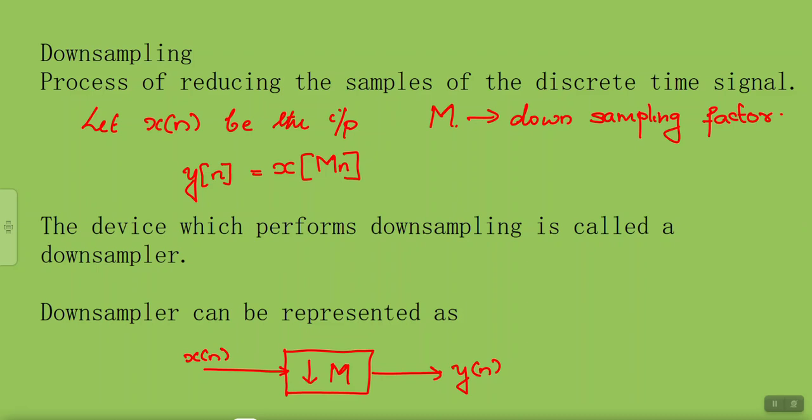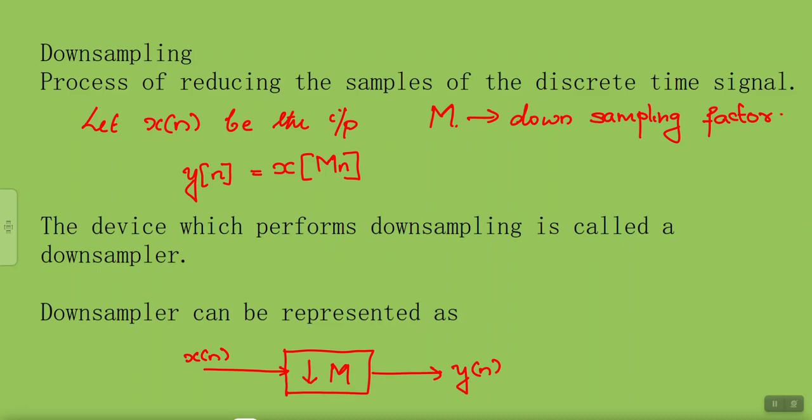Let x of n be the input to a downsampler, which downsamples by a factor M. Then y of n, the output, can be represented as x of Mn. The device that performs downsampling is called a downsampler.